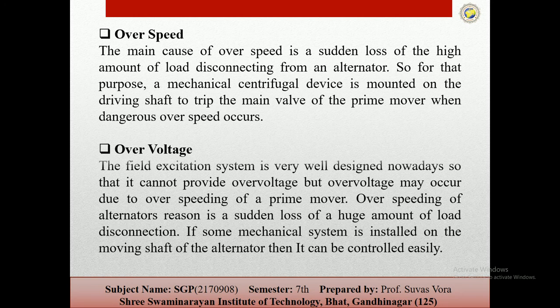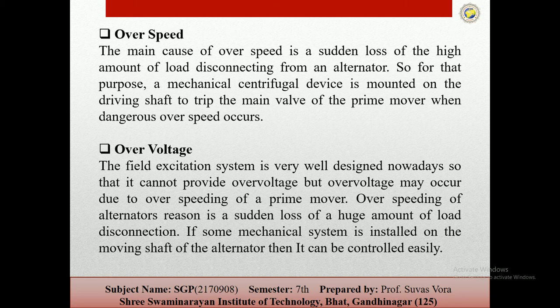Now the overvoltage. The field excitation system is very well designed nowadays so that it can provide for the overloading, but overvoltage occurs due to the overspeeding of the prime mover. अब स्पीड बढ़ाने के लिए वोल्टेज ज़्यादा करने की रिक्वायरमेंट रहेगी.